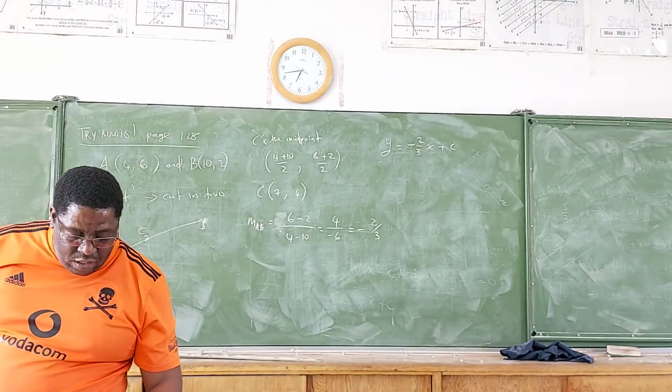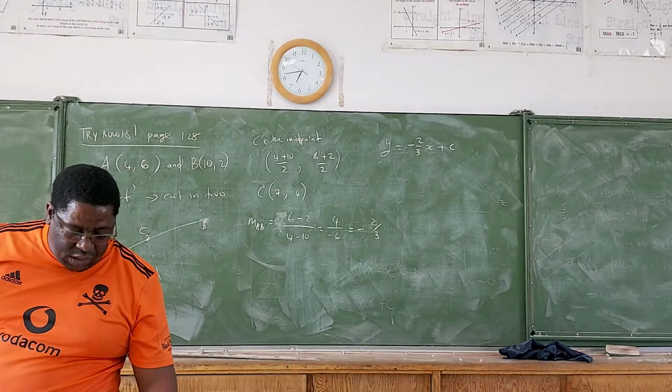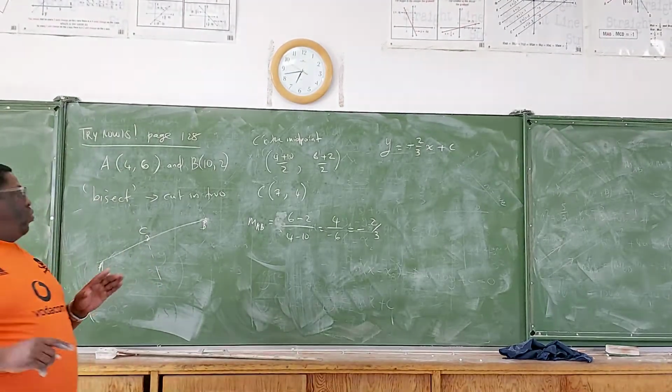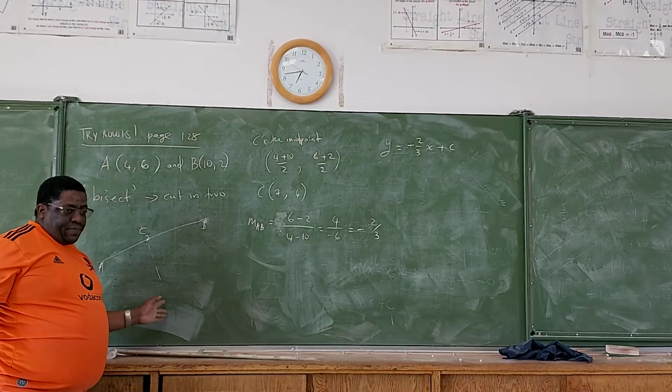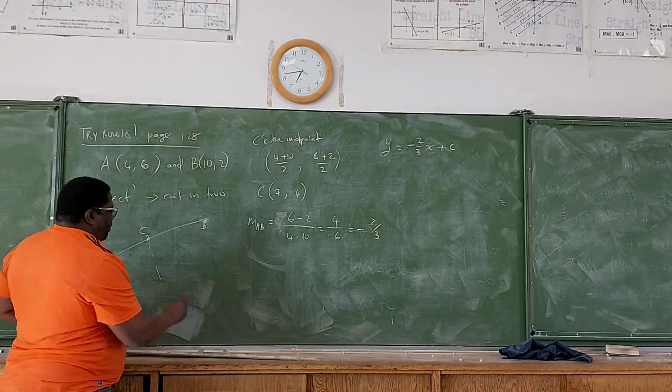Okay. Let's do it step by step. The first question says find the equation of the perpendicular bisector. So we are looking for the equation of this dotted line. The equation of that line is going to be part A.